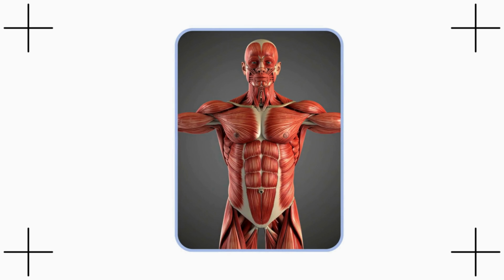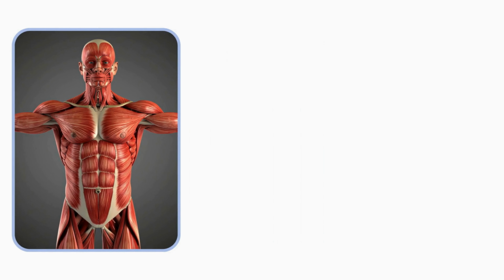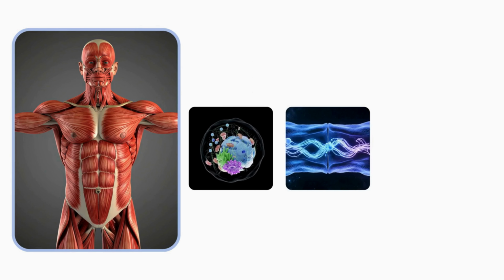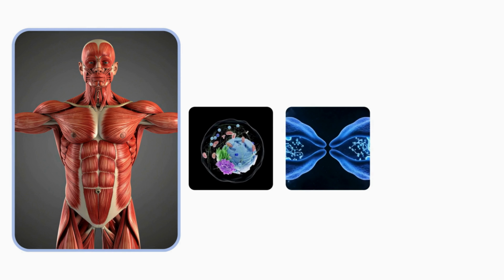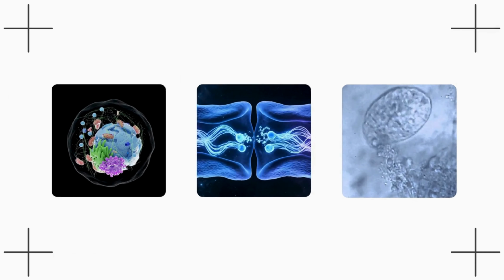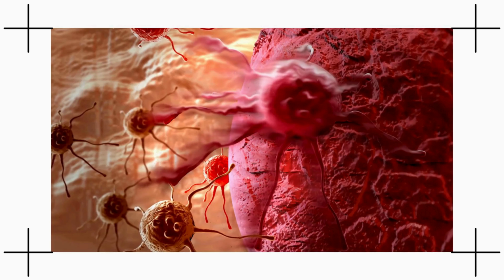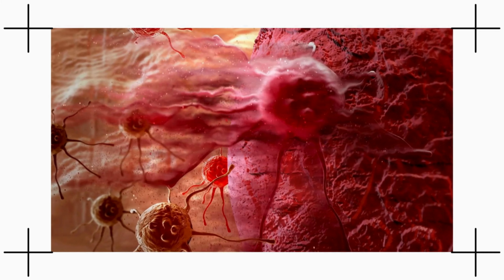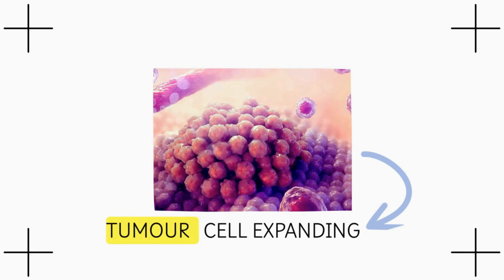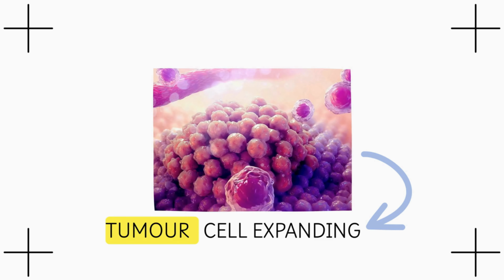In a healthy body, cells follow a cycle. They grow, they divide, and when their time is up, they die. The body calls this apoptosis. But sometimes the instructions get damaged. The cells don't die. Instead, they keep dividing, piling up into the lumps we call tumors.